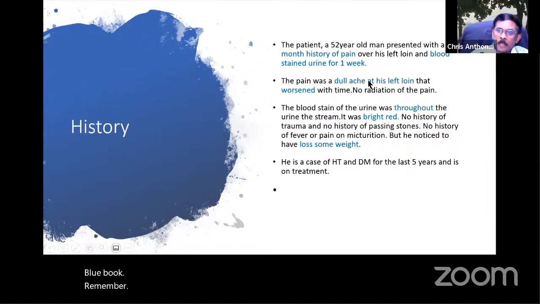The pain was a dull ache, not a real severe pain, in his left loin that worsened with time, and there was no radiation. The blood staining of the urine was throughout the urine stream, that's called total hematuria. It was bright red in color, no history of trauma, and no history of passing stones. Also no history of fever or pain on micturition. But he noticed he lost some weight during this 1 month. He's a case of hypertension and diabetes for the past 5 years and is on treatment.